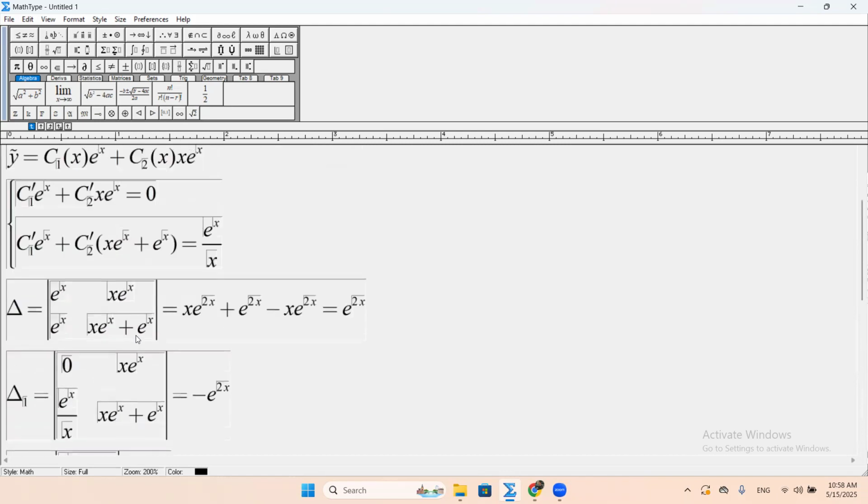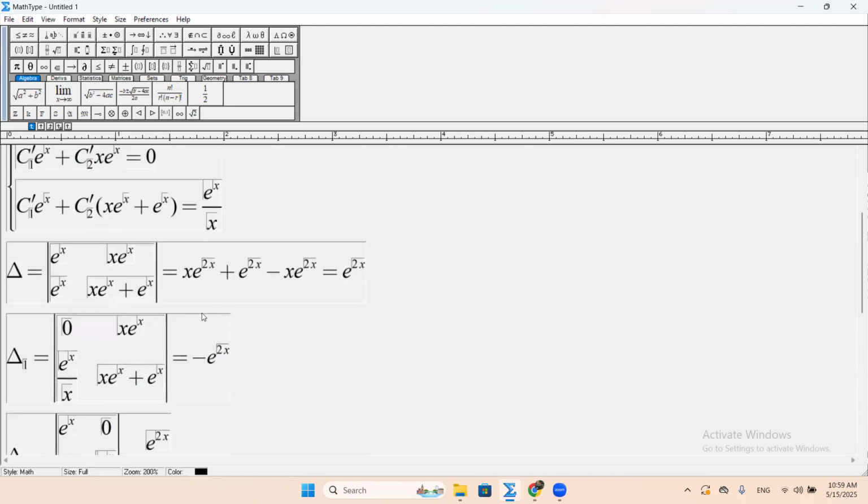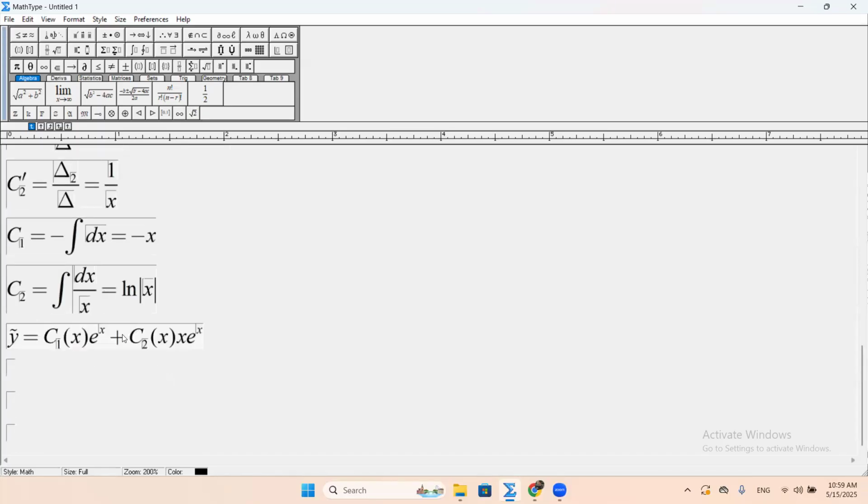So y with wave will be equal to, okay, I will just substitute here the values instead of C1 and C2. So C1 is minus x, and C2 is logarithm of x. And I also can even simplify it. So I will factorize. So x e to the power of x, logarithm of module x minus 1.